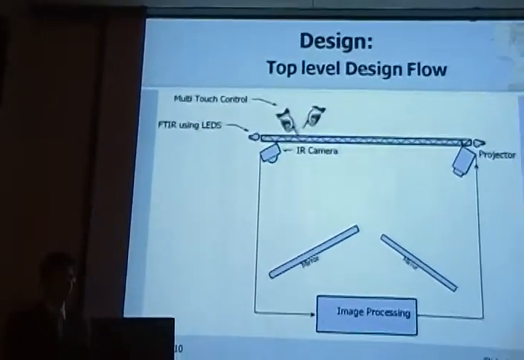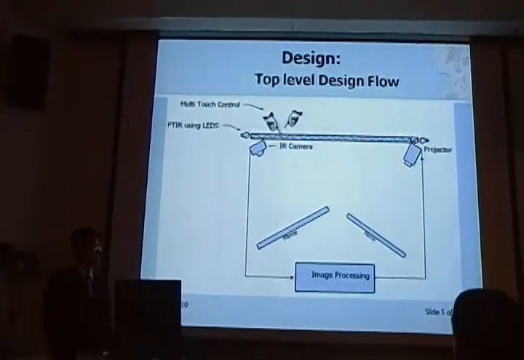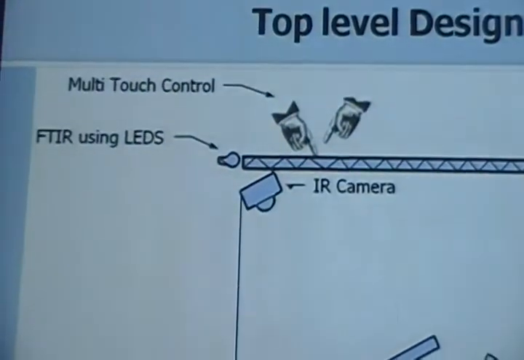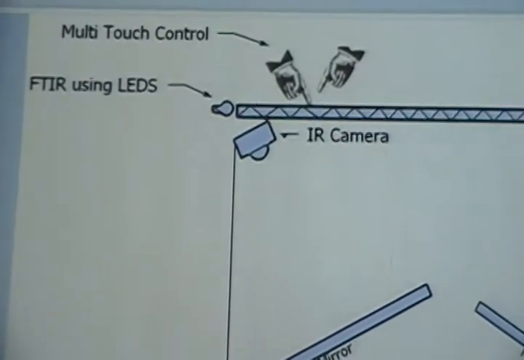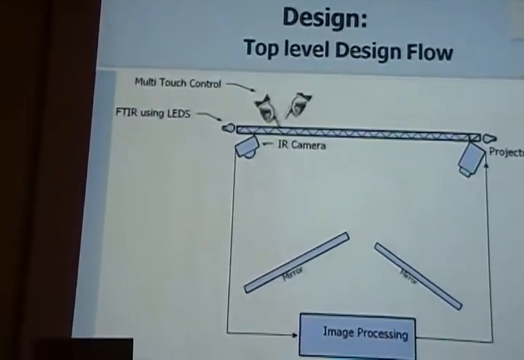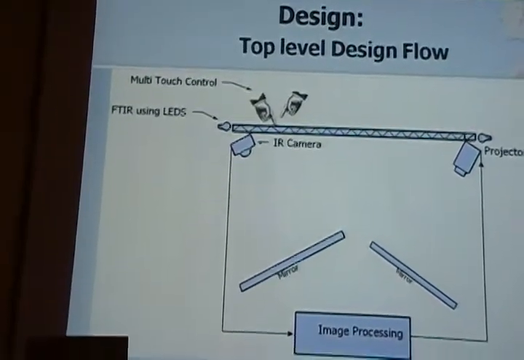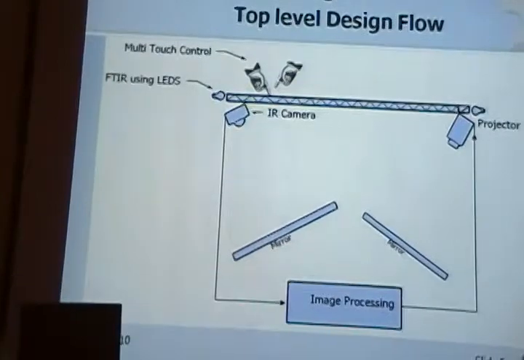I'm going to explain how EducaTable works as a multi-touch table. As you can see, input is given by the finger, and LEDs are placed along the edge of the table using the technology called frustrated total internal reflection, which I'm going to discuss in the next slide. As you can see, when the finger is touched on the table, the light gets scattered downwards so that the camera can capture the image and send the data to the image processing. The output of the image processing gets displayed by the projector onto the table.